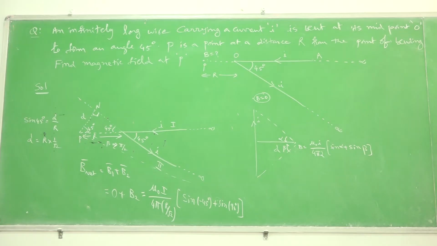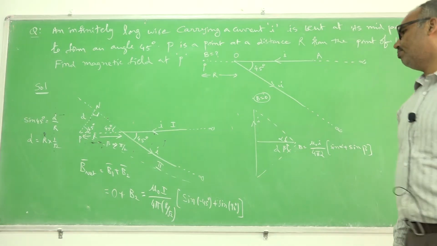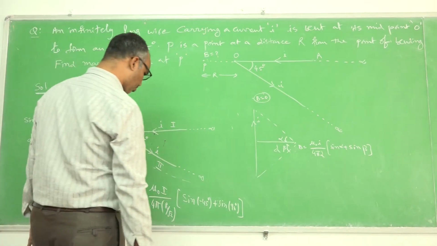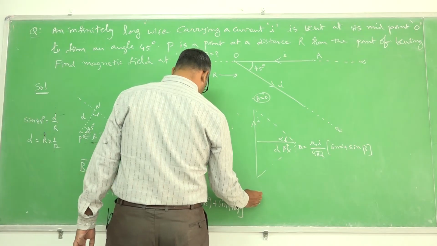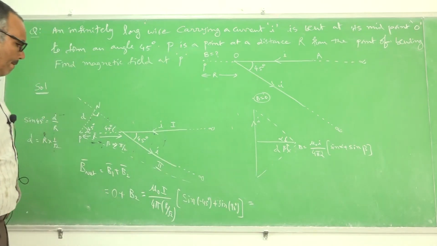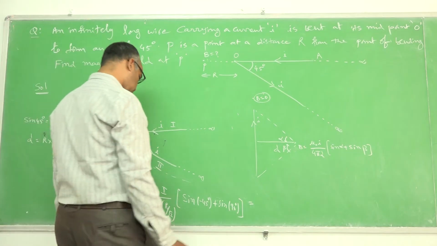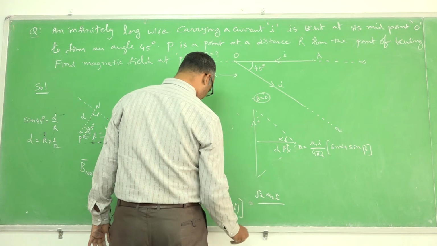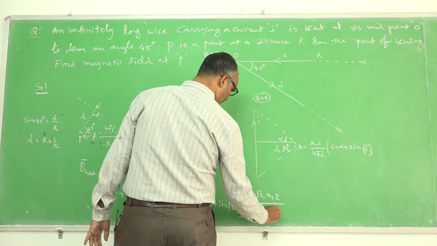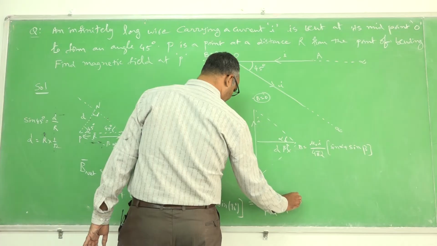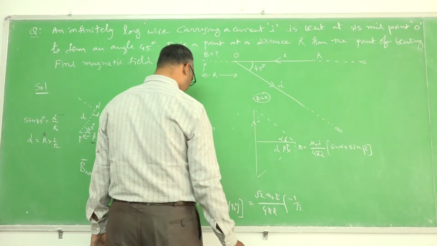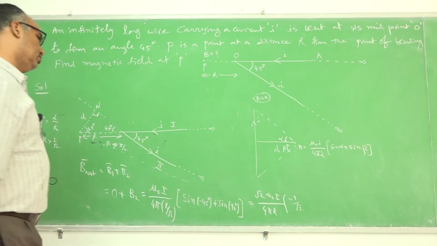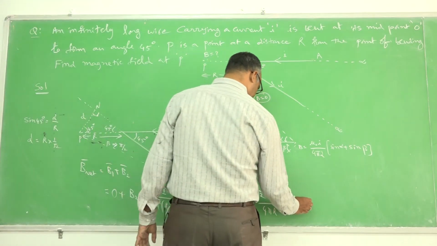Now, if you simplify this, root 2 mu naught I by 4 pi r, minus 1 by root 2, sin 90 is 1, plus 1.